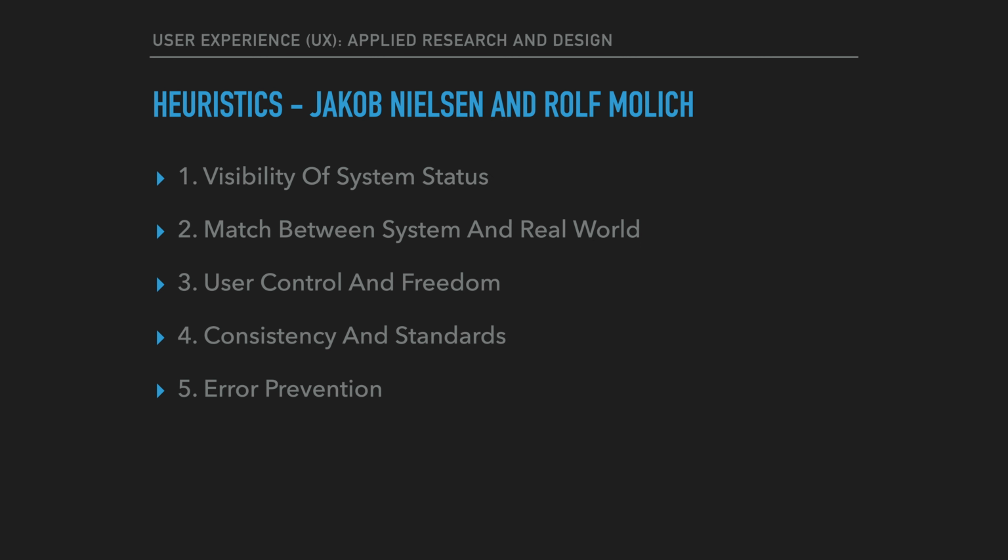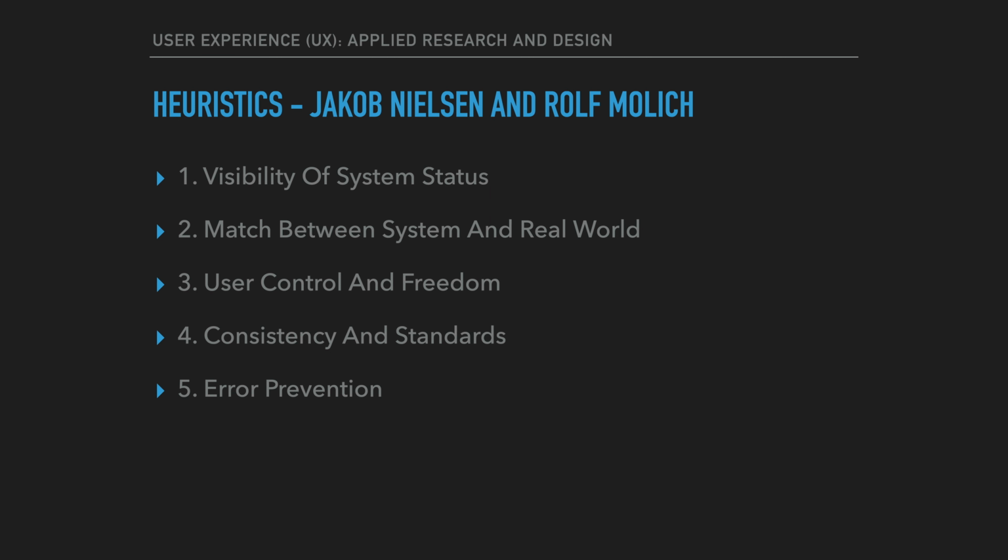The most often cited heuristics were developed by Jakob Nielsen and Rolf Molich. They are visibility of system status. Websites need to give visual feedback about the current state or status. Users need to know where they are within the website, as well as the path which they took to get there so that they are able to backtrack.